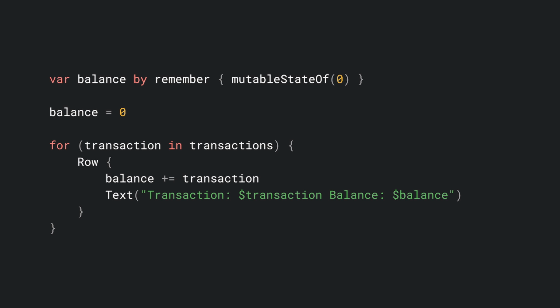To do this, we maintain a running total of the balance, updating it for each transaction, and then displaying the transaction and the new balance. However, this has a problem. Before we dig deeper, can you spot it?